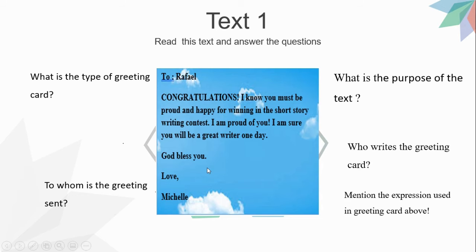After we provide the text, we create some questions. It means that we must supply some questions to achieve our indicator. So I give you an example. What is the purpose of the text? So what is the purpose of the text here?